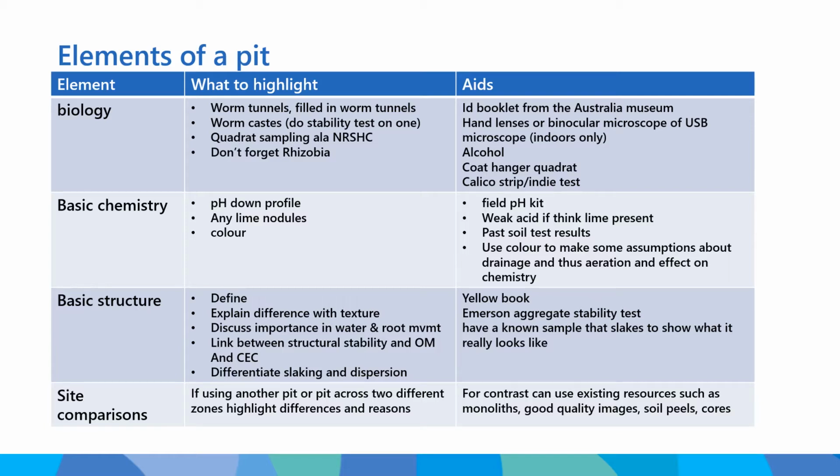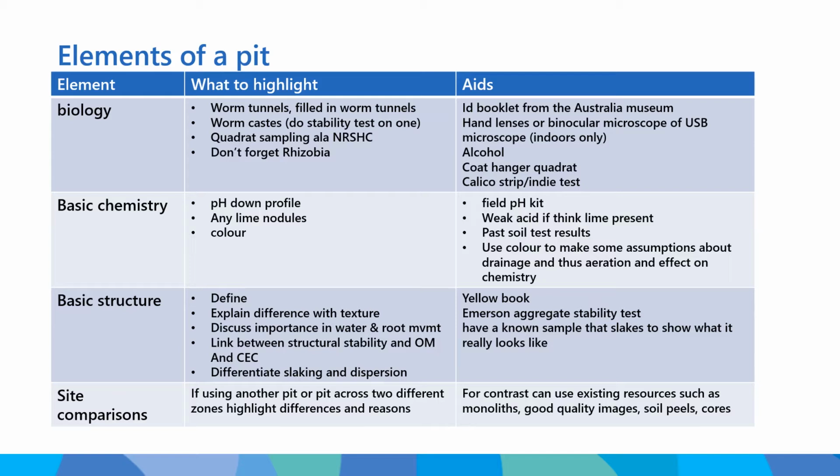Basic chemistry, we've talked about the lime and the pH, so you'll need a pH kit, some weak acid. As I mentioned, some past soil test results would be good, so you can link things like how much aluminium is present to the pH and things like that, and try to bring it all together so people see how it all works together. And the structure stuff, we talked about that.